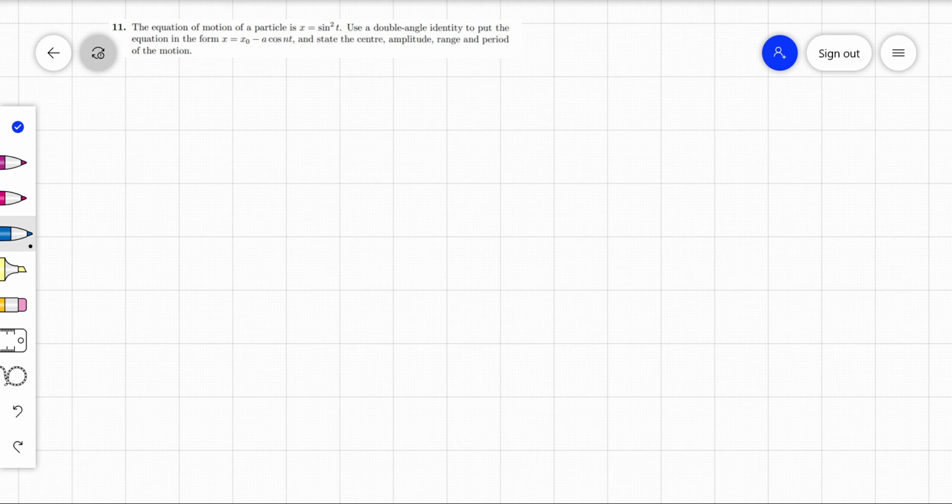All right, so it says to use a double angle identity to change the form of this equation. So we've got x equals sine squared t. So we know that cos 2t, our double angle identity, is 1 minus 2 sine squared t. And that's got sine squared t in it.